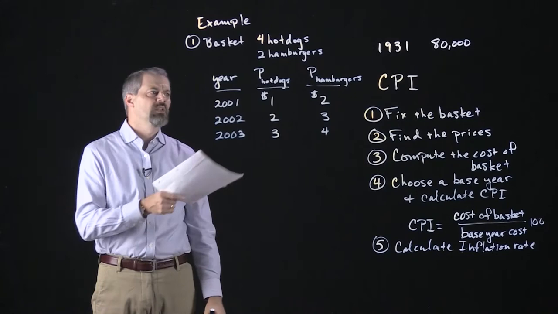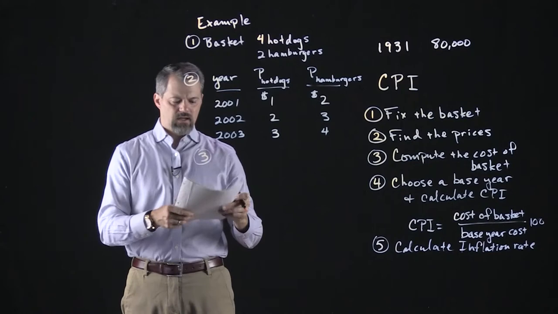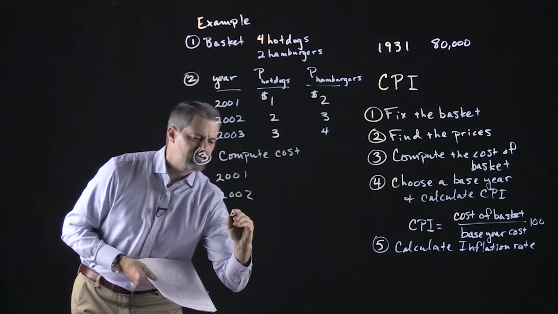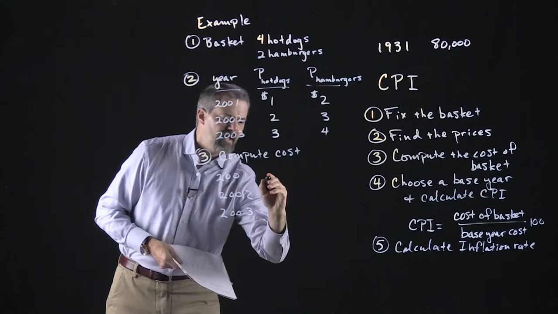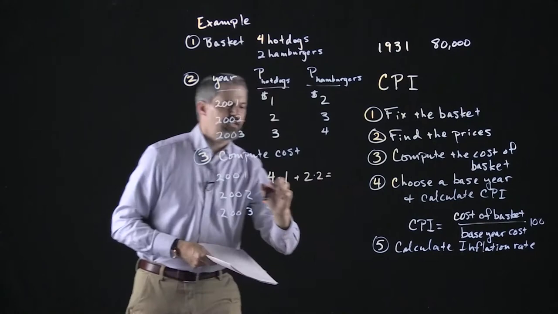So we've got the first step, and here's our second step. We've got our prices. Our third step is to compute the cost of the basket. So let's do that. Let's just say compute cost. So we're going to do it first for 2001, 2002, 2003. So in 2001, we had 4 hot dogs. The typical consumer consumed 4 hot dogs at $1 a piece. So that's a quantity of 4 times a price of 1, plus 2 hamburgers at a price of $2 each. So that's 4 plus 4, that's $8. The basket cost $8 in 2001.